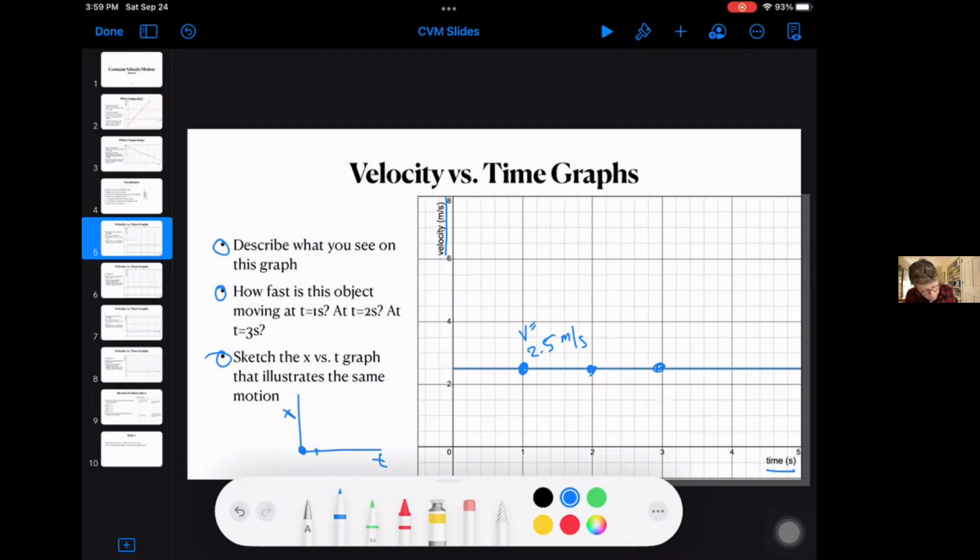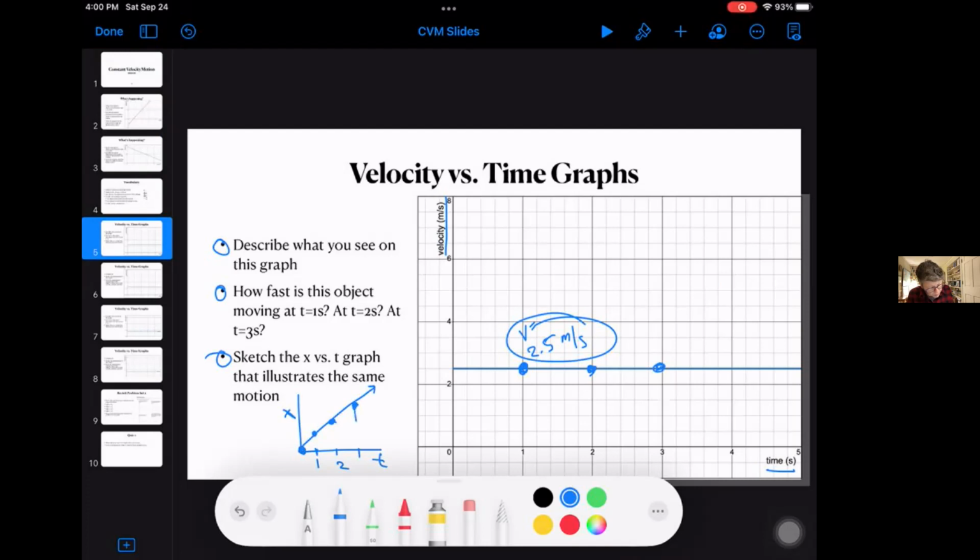For every second on the clock, this object's velocity is 2.5 meters per second. That means after 1 second, we've traveled forward 2.5 meters. And at 2 seconds, we've traveled forward another 2.5 meters, a total of 5. And at 3 seconds, another 2.5 meters. So you should see here a linear position time graph.